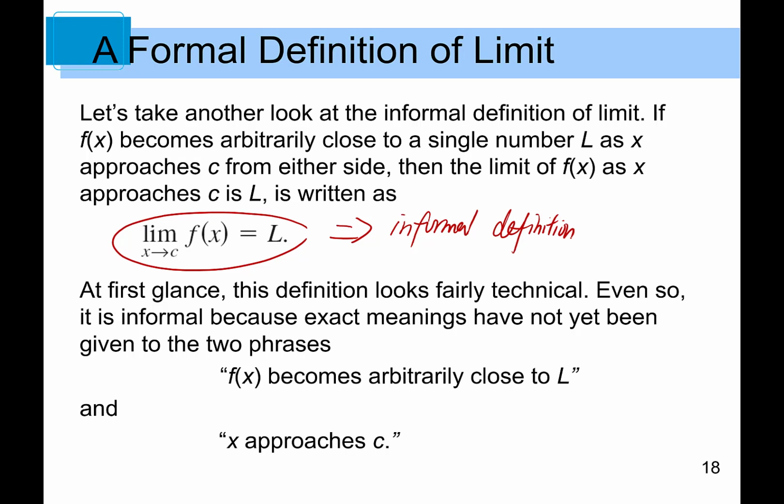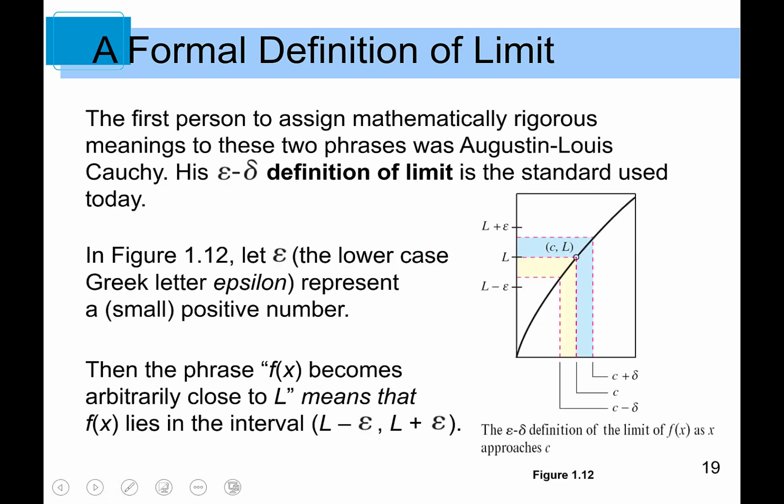If you look at it, this definition looks fairly technical. Even so, it is informal because exact meanings have not yet been given to the two phrases: f of x becomes arbitrarily close to L, and x approaches c. The first person to assign mathematically rigorous meaning to these two phrases was Augustin-Louis Cauchy, a mathematician. His epsilon and delta definition of limit, as we mentioned earlier, is the standard used today.